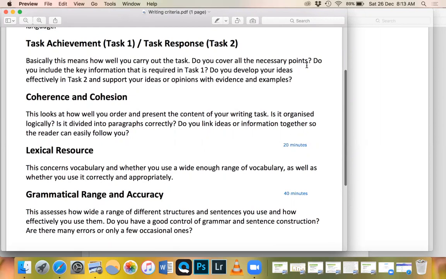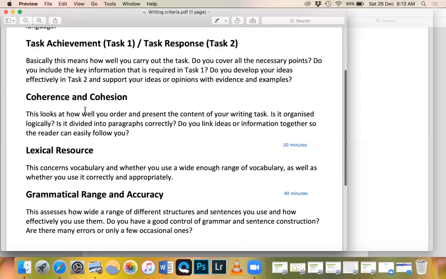Do you cover all the necessary points? Do you answer all the questions in the task? Do you include the key information that is required for task 1? Okay, do you include all the key information about the graph or the map? And for task 2, do you develop your ideas effectively and support your ideas with evidence and examples? So this evidence and examples here is important. Okay, so task achievement and task response is how well did you answer the task?